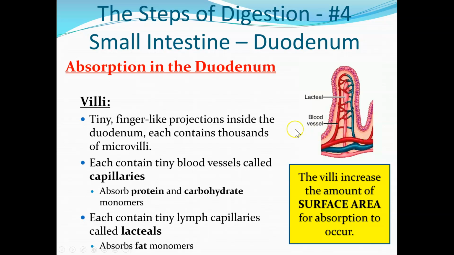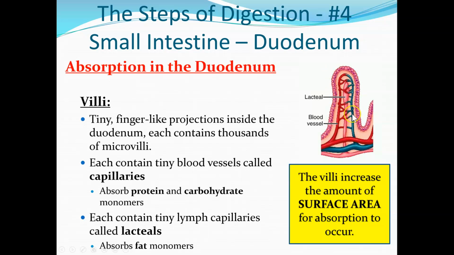So there's a whole bunch of folding within the small intestine, and these are called villi, and they contain thousands of microvilli. Each contains a tiny blood vessel called a capillary. Remember, with the circulatory system, this is the tiniest, the thinnest blood vessel out of the three, and it basically will line all these organ systems so that gas exchange and nutrient exchange can take place.